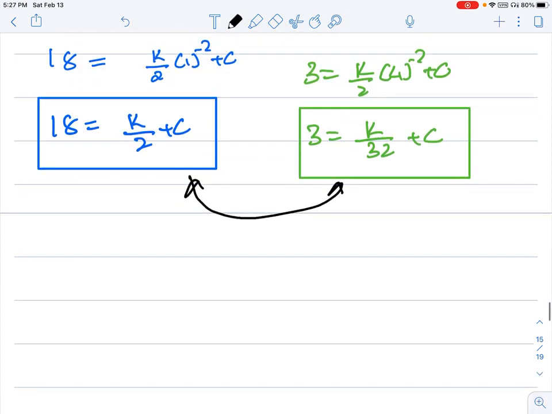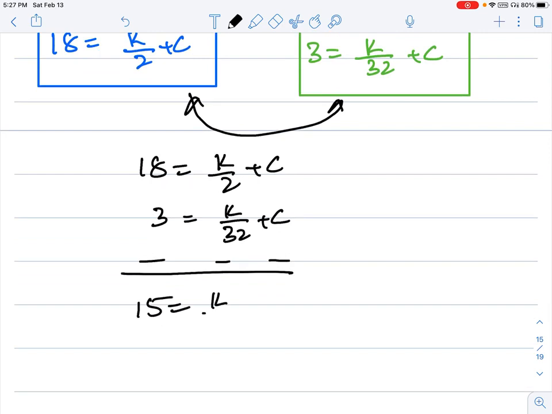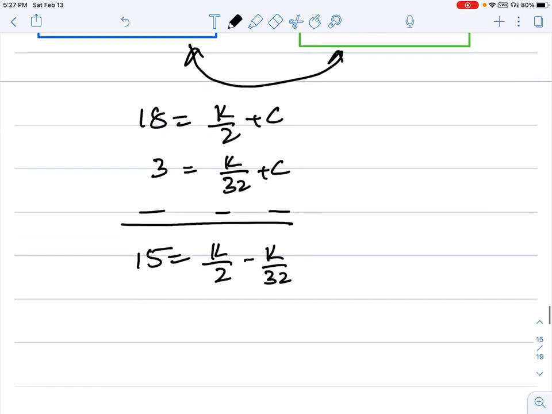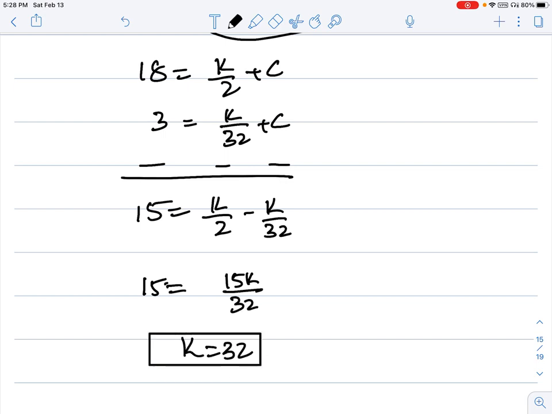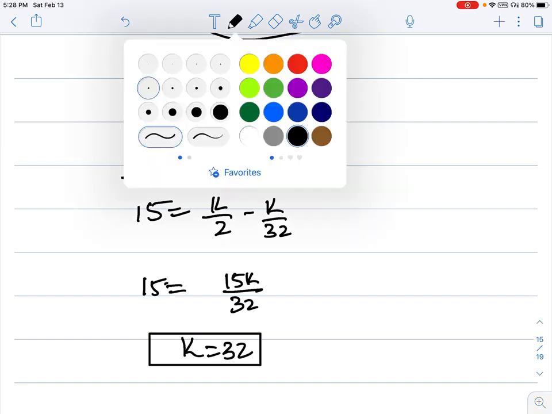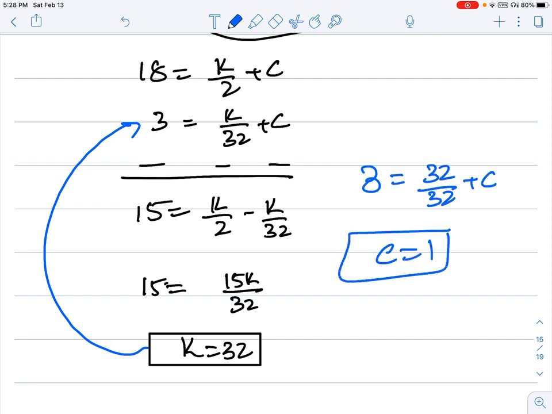Subtract. 18 is equal to k upon 2 plus c, 3 is equal to k upon 32 plus c. Subtract, c gets cancelled, 15 is equal to k upon 2 minus k upon 32, so 15 is equal to 15k upon 32, so k is equal to 32. I got k is equal to 32. Plug in the value of k equal to 32 in any one of the equations. So 3 is equal to 32 upon 32 plus c, so c is equal to 2.